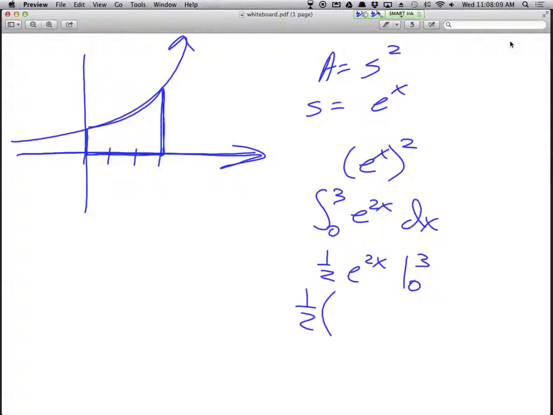So I'm going to leave the 1/2 out here. I plug in the 3. That gives me e to the 6. What happens when I plug in 0? You get 1 half. You get one. I get 1. And we're happy with leaving that as our answer.